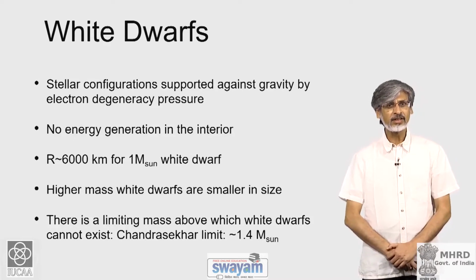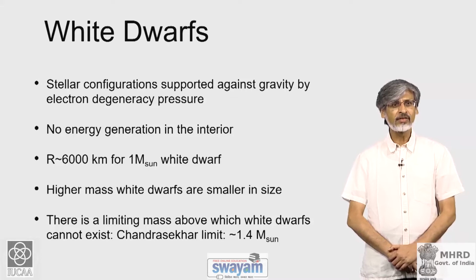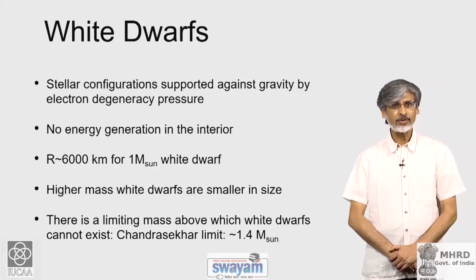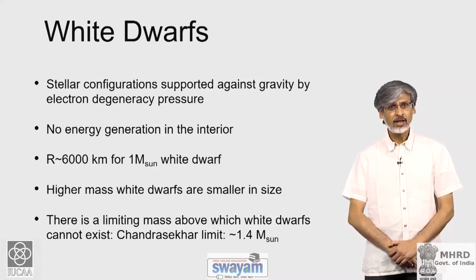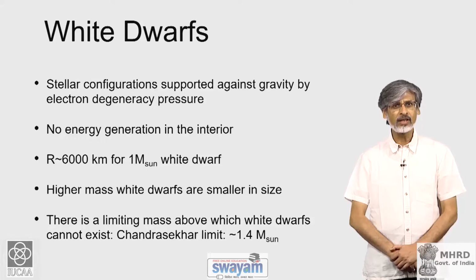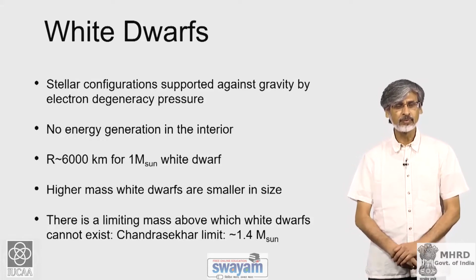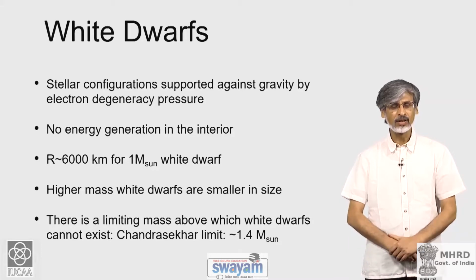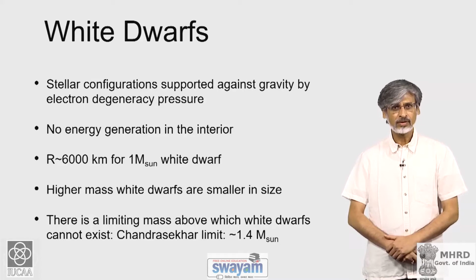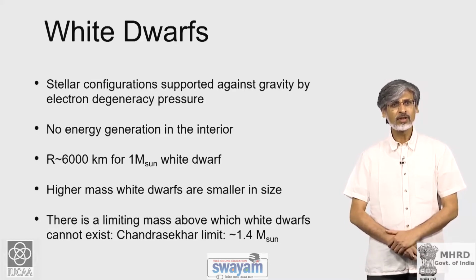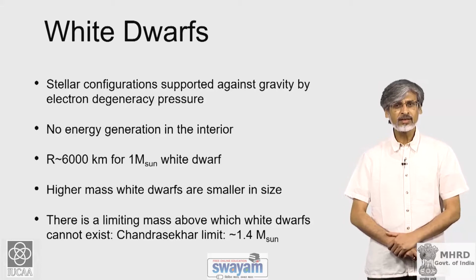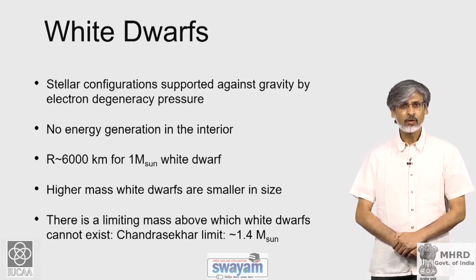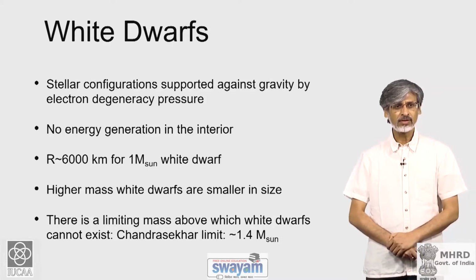However, there is no energy generation in the interior, but since electron degeneracy pressure is not dependent on the temperature, even in the absence of energy generation, electron degeneracy pressure is able to provide a long term support to the stellar configuration against gravity. So, you have a stable long lived star as a white dwarf, which does not require energy generation in the interior. And this is a defining feature of compact stars, where you have a long term support without energy generation.